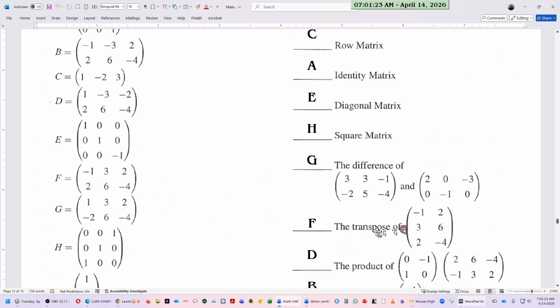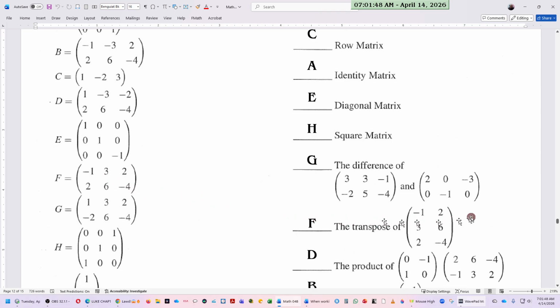So we get to the transpose. When we transpose, the rows become the columns, and the columns become the rows. So you have 3 rows, you will end up with 3 columns. So you're looking for -1, 3, and 2 in the column position. In the row position.